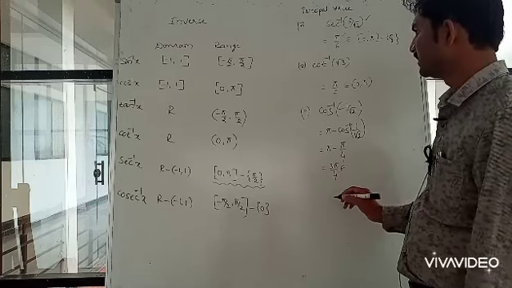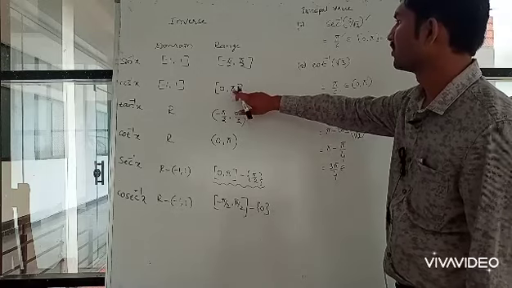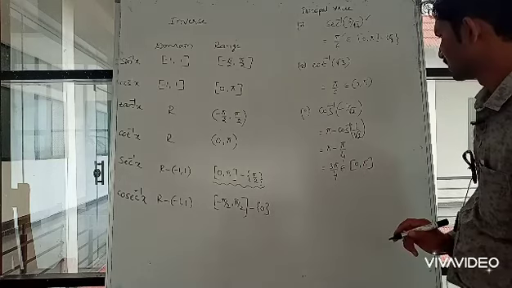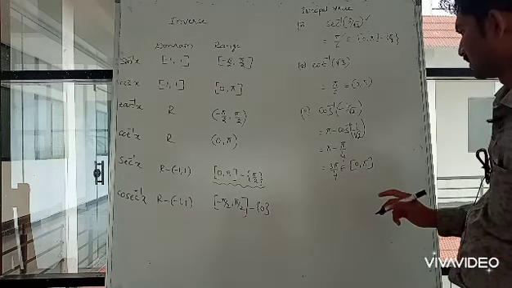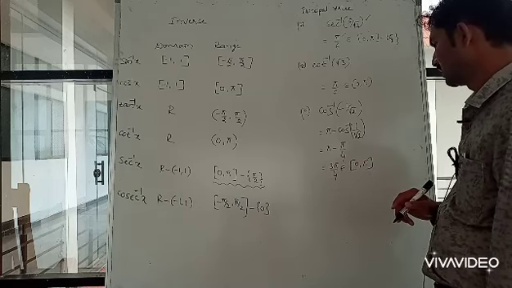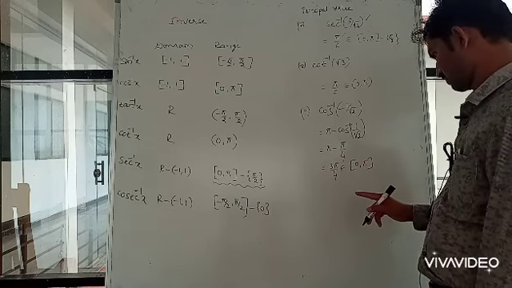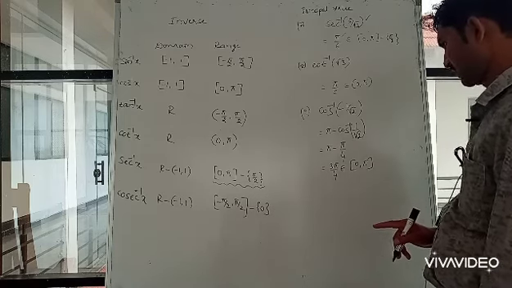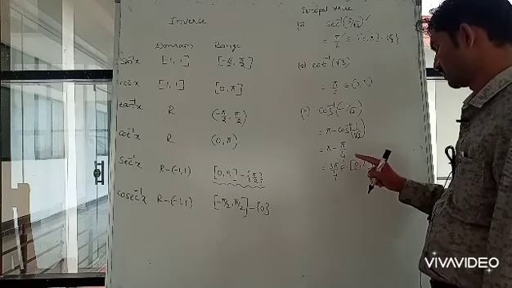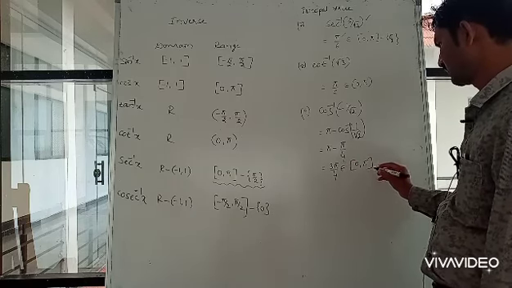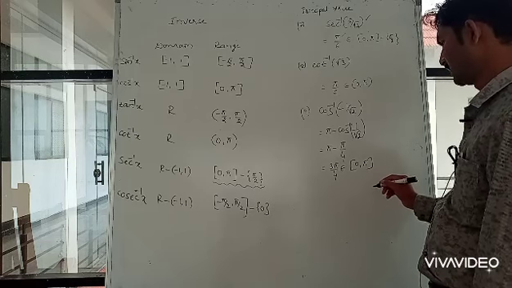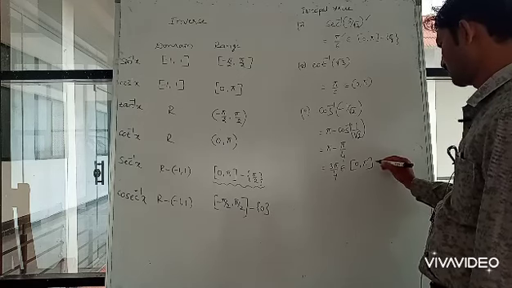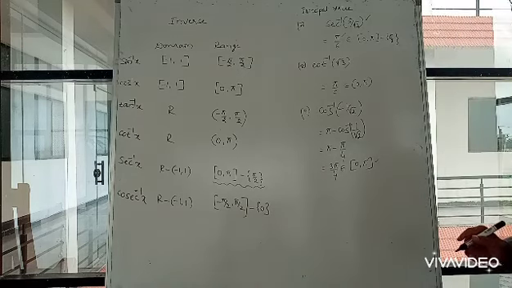Whether it lies between 0 to π, closed interval, is it true? 3π/4 means 3 into 180 divided by 4. 4 4s are 16, 4 5s are 20, 45 into 3, 135. Yes, that value lies between 0 to π.